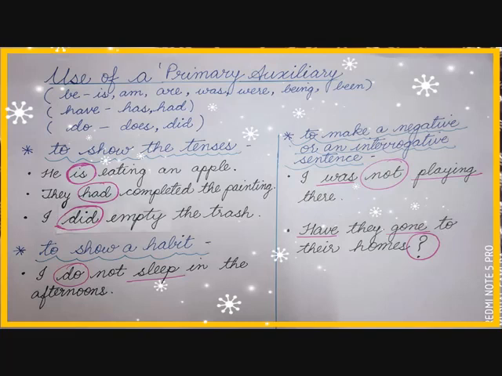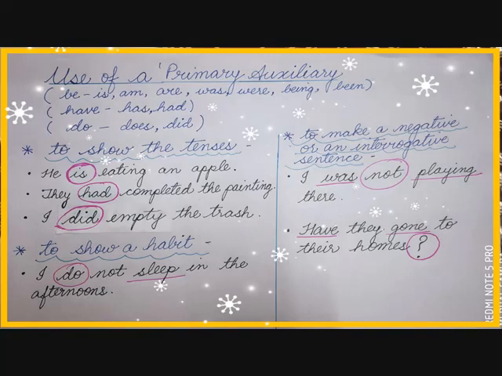In the second one, they had completed the painting. Had is the helping verb and had plus completed together is showing you past perfect tense. Then I did empty the trash. In the third sentence you will see the word did is used and it's showing you past tense. The other verb is empty.